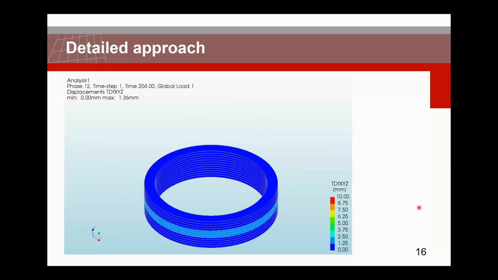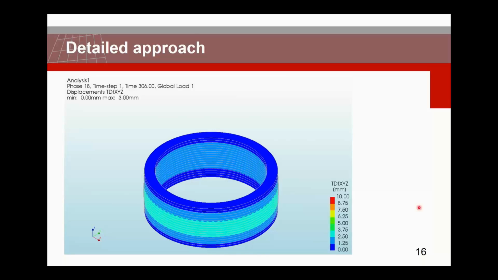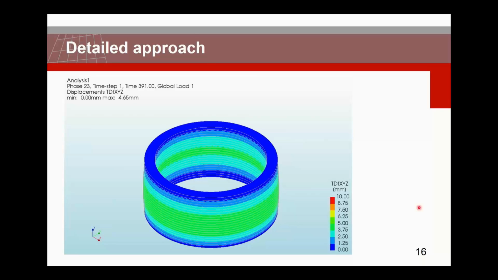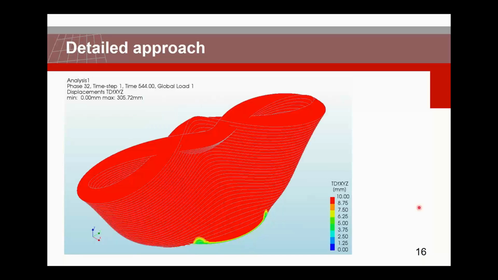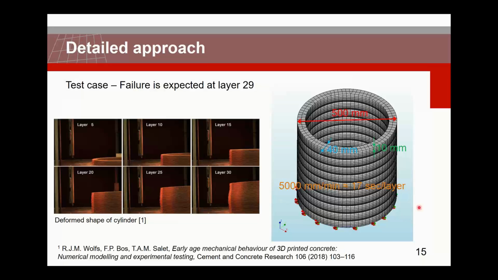Here you can see the behavior, or at least I'm showing the deflection. Not too much is happening in the beginning. And then in the end, you can see it bending outwards. Also what you saw in these images, up to layer 15 you don't see too much. From layer 20, you can see that it is bending outwards. At layer 25, it's more pronounced, and at layer 30, you can see it's completely bending outwards.